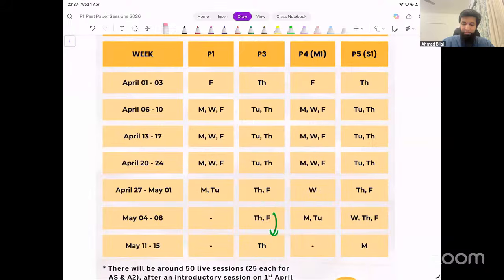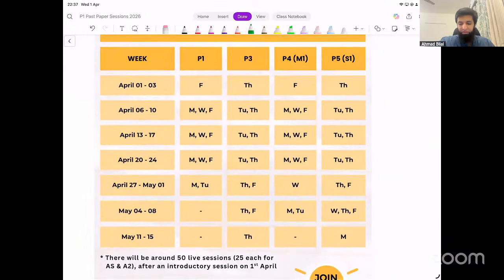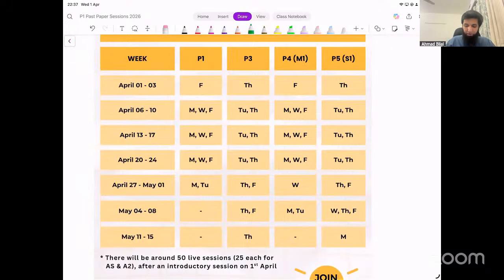Okay, so these are the days that you have for each paper. These were there in the registration form as well. I'll share this with you again as well in the group, so you can have a look at that. So the classes are going to be every weekday from Monday to Friday for the first 4 weeks or so. But then your exams start after that. Okay, your exams start in this region.